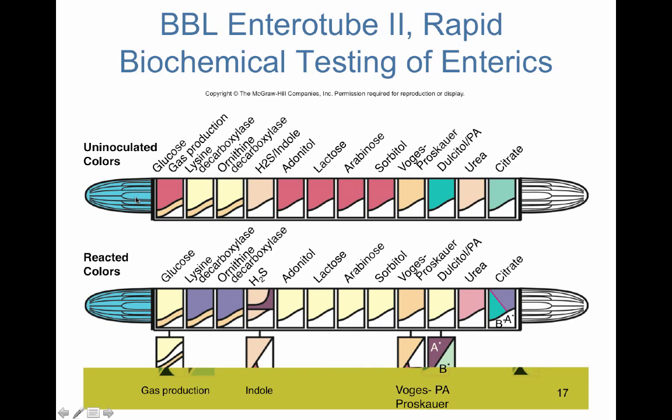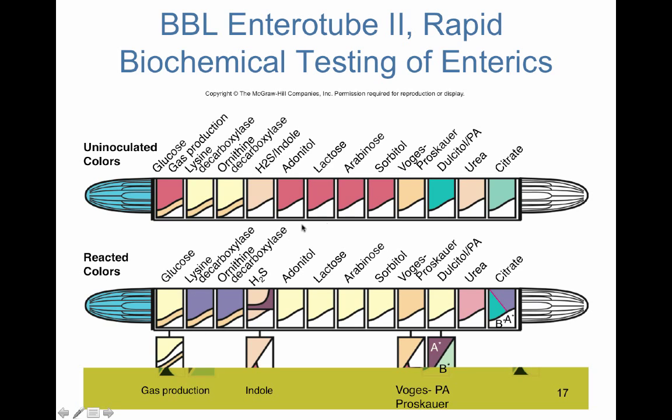So you would unscrew this, pull it out, and pick up whatever your unknown bacteria is from the sample that you have. Then introduce the bacteria by stabbing the tube through the whole length. As you're doing that, you're introducing the bacteria into each one of these wells. You would let it incubate for about a day, and then check the results.